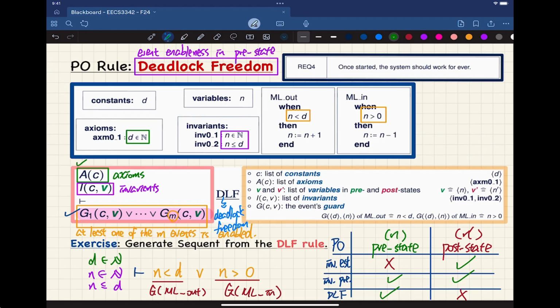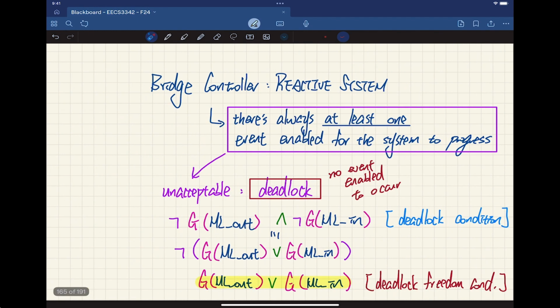Okay, the reason that deadlock freedom involves the pre-state conceptually is because deadlock freedom has to do with whether all the events are not disabled. Put it this way. If you go back to this sketch over here, it would be deadlock free for the system if either this event is enabled or this event is enabled. If none of them is enabled, you'll be in deadlock.